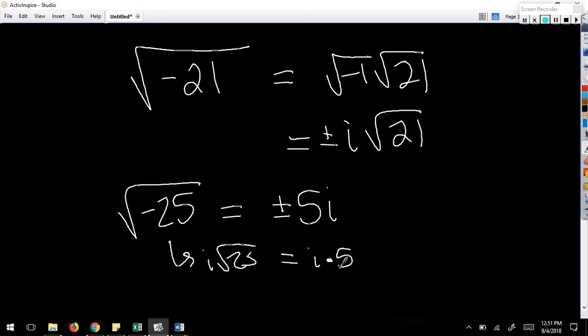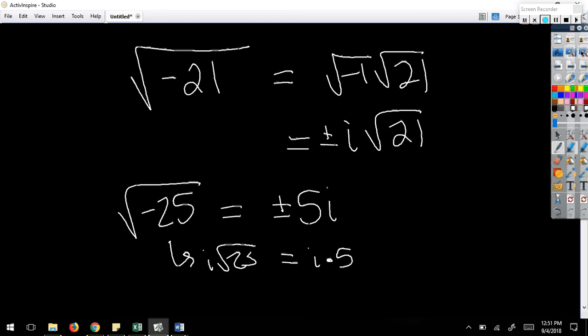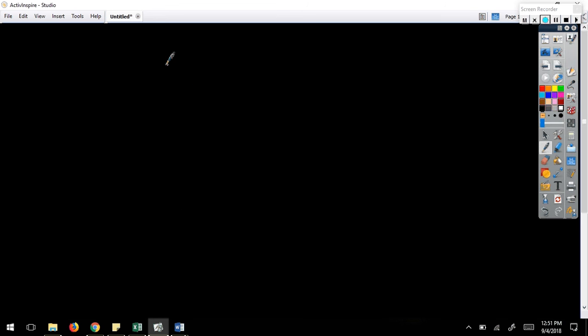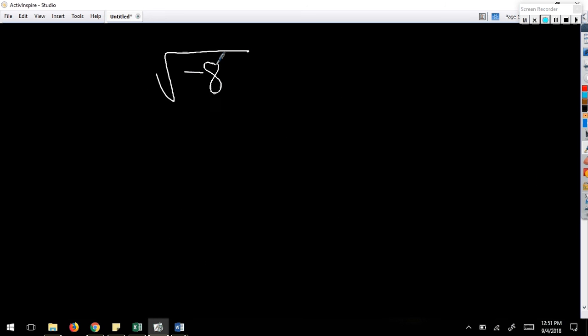So we're still going to simplify radicals the same way. Let's say I asked you to simplify this. What would you do first?